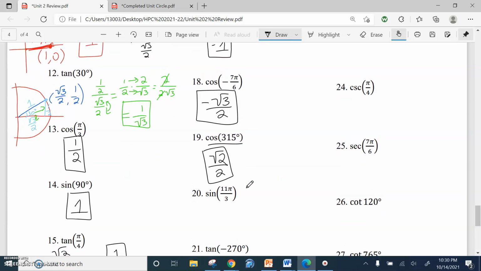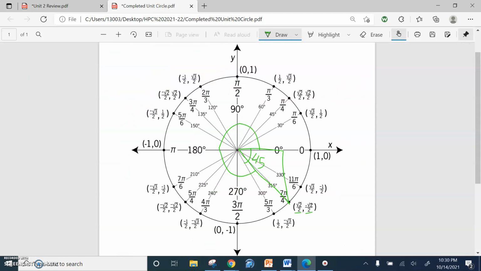Question 20, 11 pi over 3. Well, that's a little different because all of a sudden our comfort zone of just finding the answer inside of our unit circle is gone. Just keep looking, and we run out of spots. We get 5 pi over 3, and then we stop, like that's the highest we have. So what do we do? Put the sheet away and go to bed, right? Because it's 10:30 at night here.